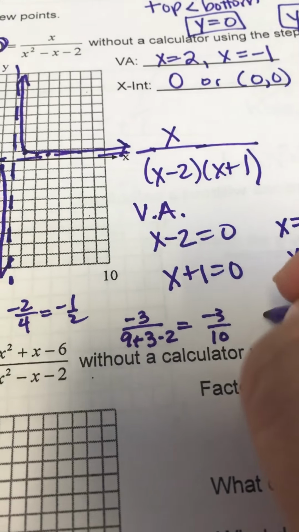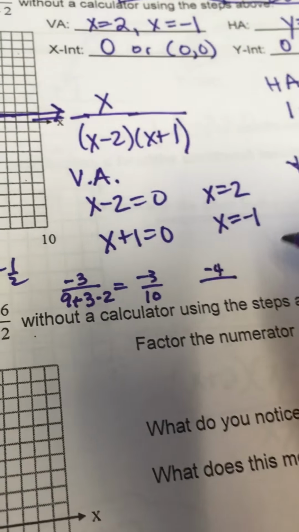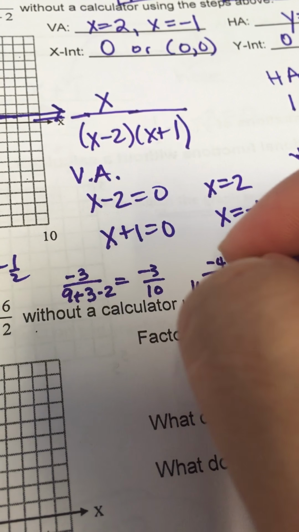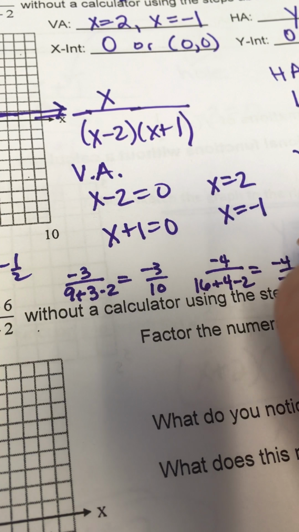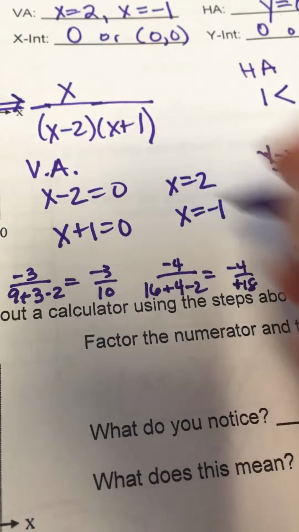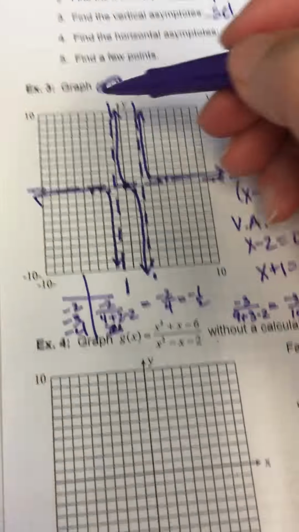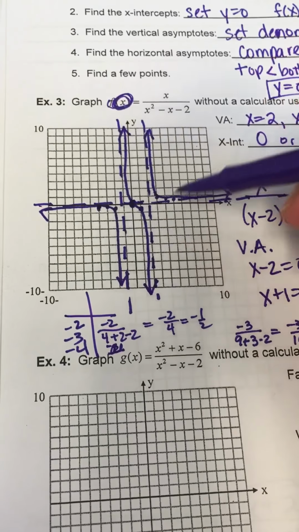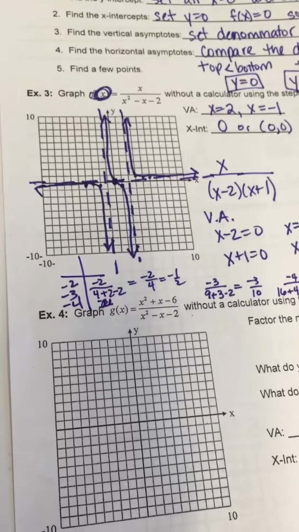Negative 4 would be negative 4 over, yes, I will give you plenty of room when you do these. 16 plus 4 minus 2, so negative 4 over 18, which is, no, over positive 18, which is negative 2/9, so even closer to the y-axis there. Okay, so two asymptotes, you got a graphing part in the middle, a graphing part on the right, and a graphing part on the left.